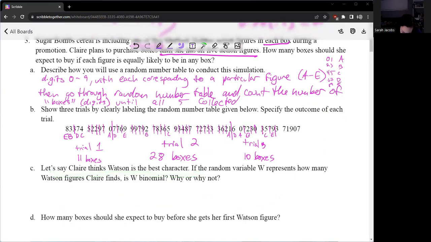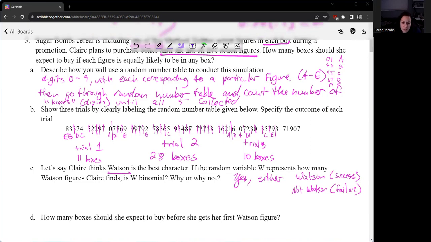Let's say Claire thinks Watson is the best character, obviously. If the random variable W represents how many Watson figures Claire finds, is W binomial? Why or why not? So I would say yes, because it's either Watson, which is going to be our success, or not Watson, which is going to be our failure. Remember, binomial can be defined as success and failure.